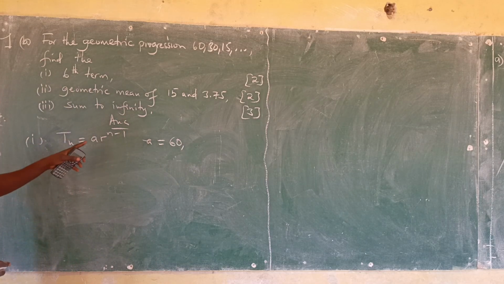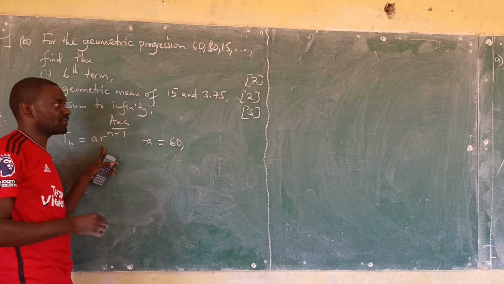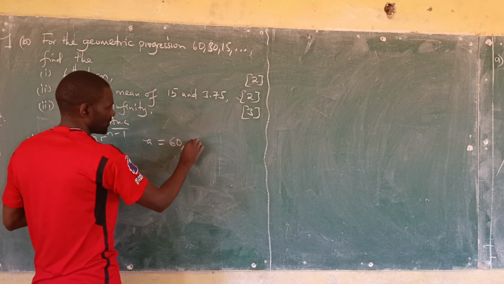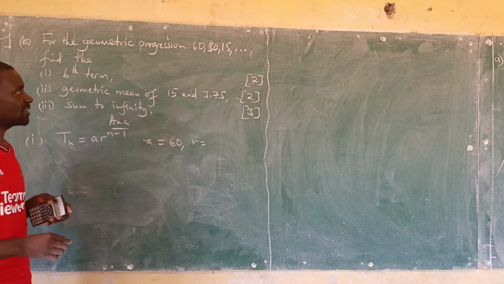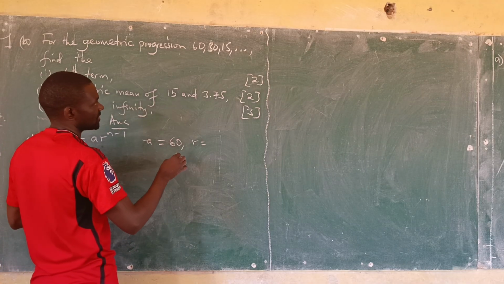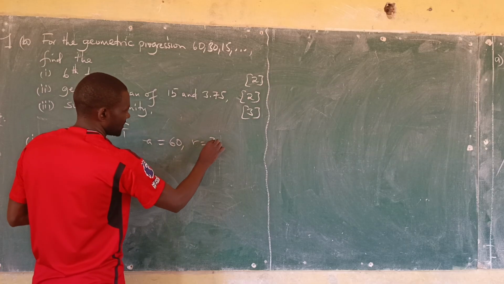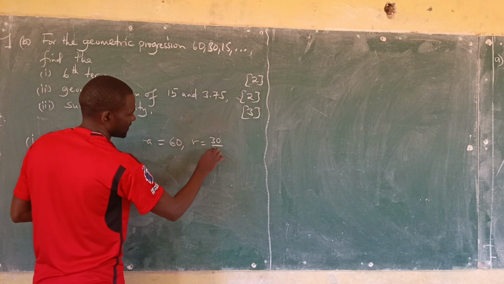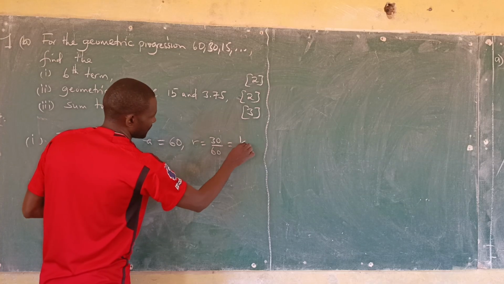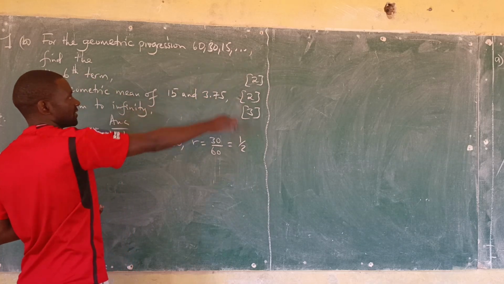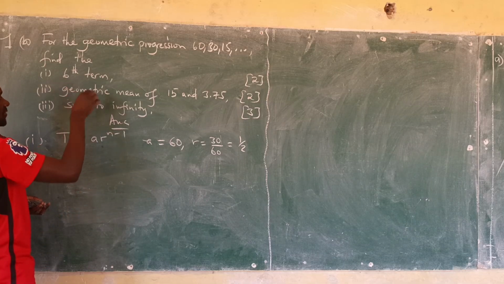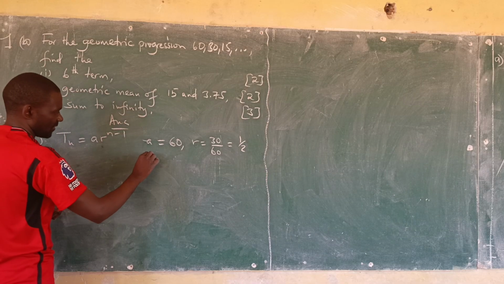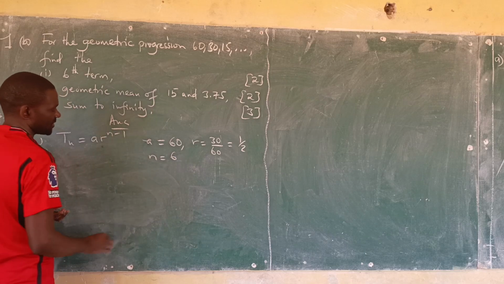Then R is the common ratio. The common ratio is found by dividing two consecutive terms. So in this case, we may say 30 divided by 60, it gives us half, or we can say 15 divided by 30. Then the question says we find the 60th term, so our n is simply 6.